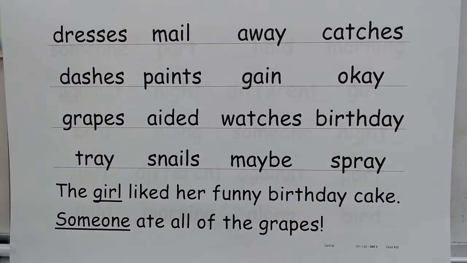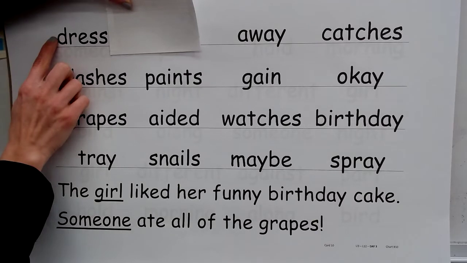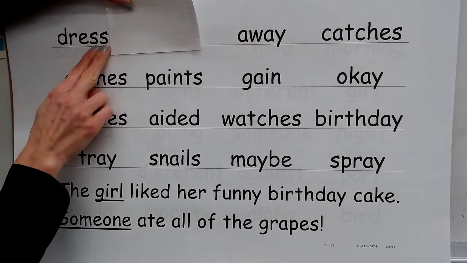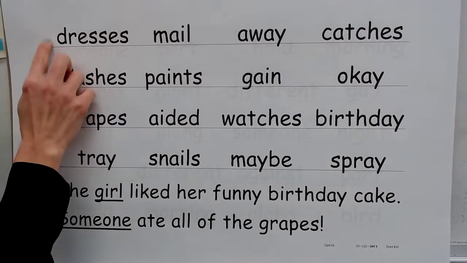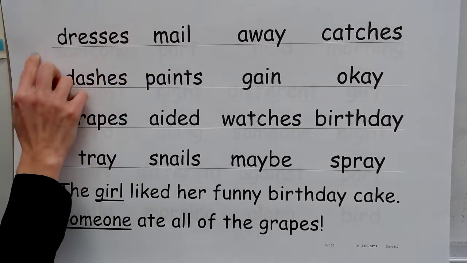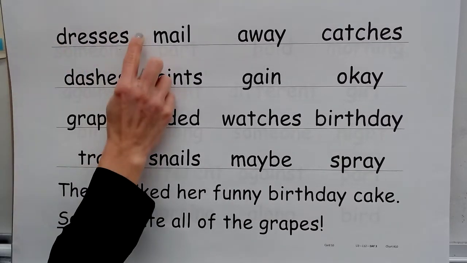All right, let's look at the sounds. Then we'll read a word. And sometimes we'll be adding an ending. Pay close attention. Get ready. Sound. S. Word. Dress. Ending. Blend. Dresses. Word. Dresses. Yes, dresses.